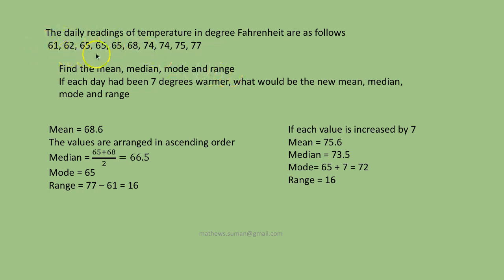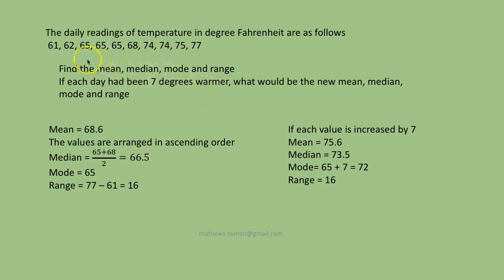Mean would be, you add all the 10 readings and divide by 10, you get 68.6. To calculate the median, first we arrange it in either ascending or descending order. These are already arranged in ascending order and there are 10, so median would be the average of the 5th and 6th observation. That is 65 plus 68 by 2, which is 66.5. So the median is 66.5.